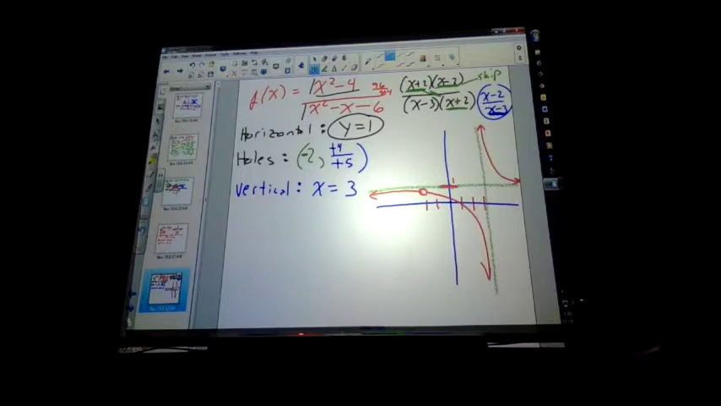Okay. Now, this graph is not going to have something called an end behavior asymptote, but we will get there. An end behavior asymptote is also called the oblique asymptote. Okay, so let's find something that has an end behavior asymptote.